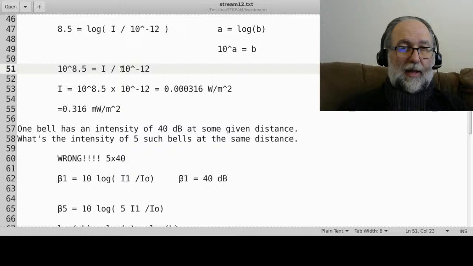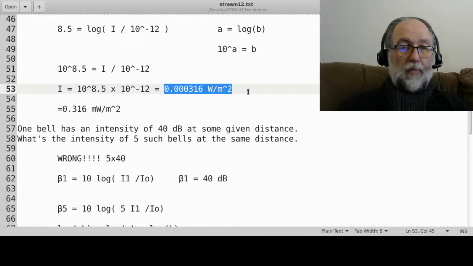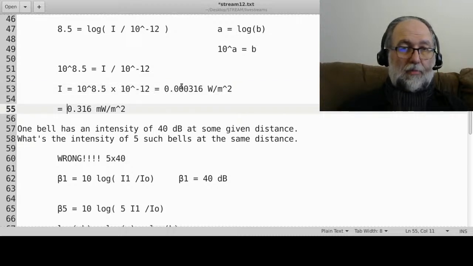Okay, so now I'm going to multiply both sides by 10 to the minus 12. So 10 to the 8.5 times 10 to the minus 12 gives me that number right there. Okay, and on a test, I would probably convert that to milliwatts. And so that's 0.316 milliwatts per meter squared.